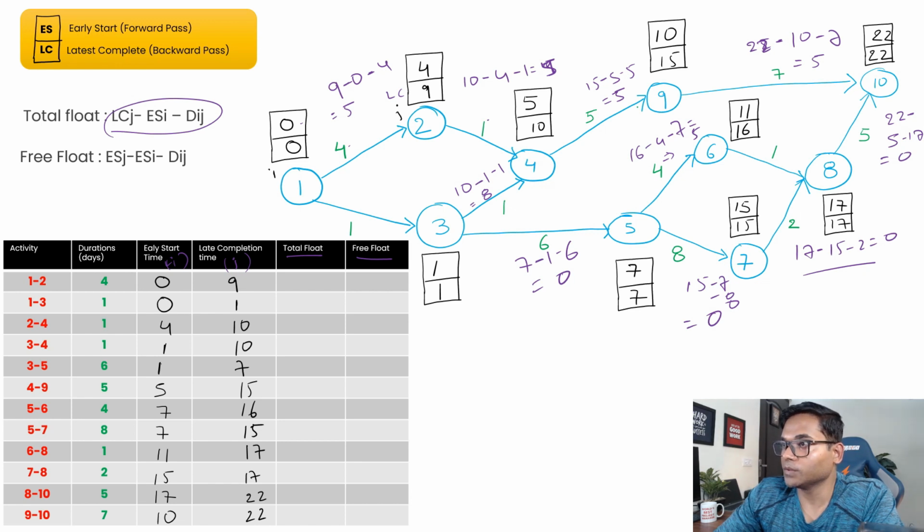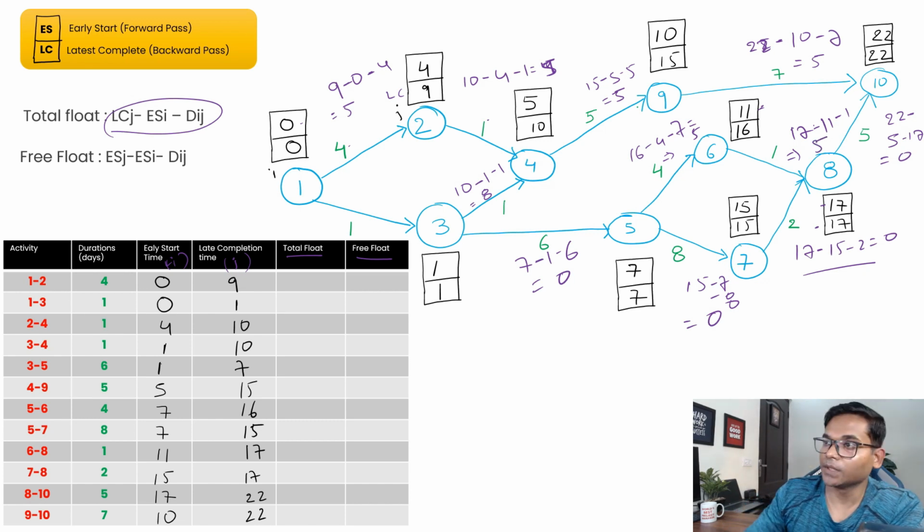Now let's come to this one. Okay, so we have 17 here, right? Remember, this is your LC, 17, and this is your ES. 17 minus 11 minus 1, right? Which basically gives you 5. Okay, so we calculated total float for all the activities.